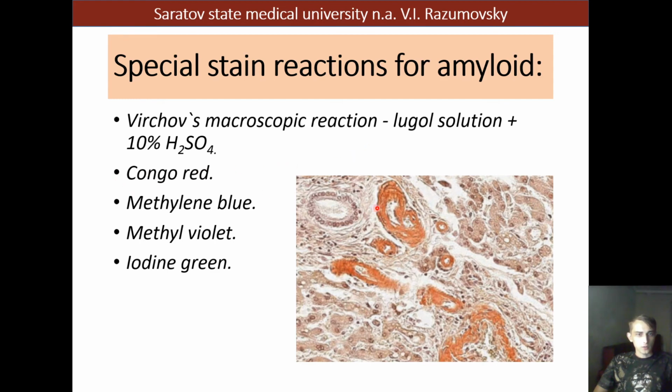Congo red is a typical microscopical reaction for amyloid. In this picture, you can see amyloid with Congo red reaction, and the three reactions with metachromasia phenomenon: methylene blue, methyl violet, and iodine green. All of these solutions change their color to red or pink or violet. So blue becomes pink, violet becomes red, and green becomes pink.